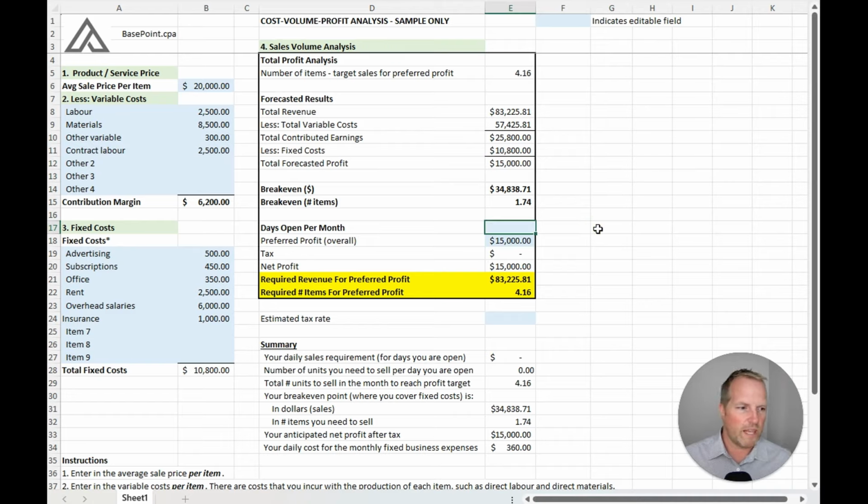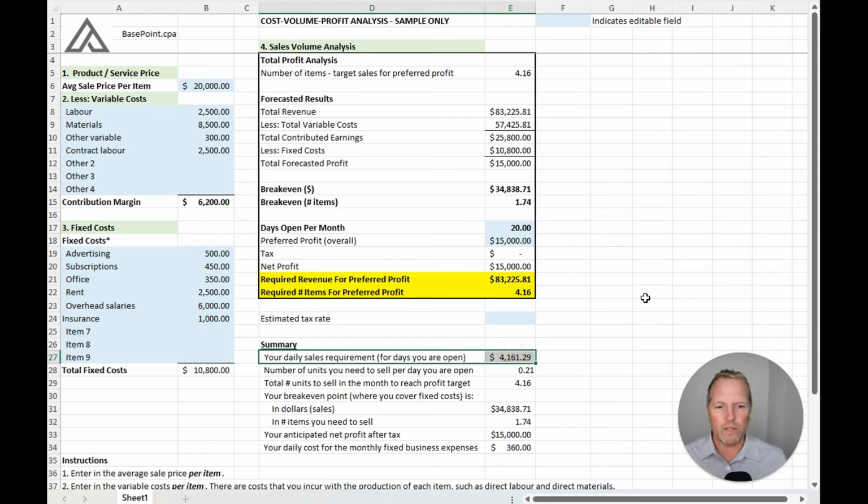Now, let's say you want to ballpark how much work you should be doing in a given day. Let's say you've got 4 weeks in a month and 5 days per week that you're working. So roughly 20 days that you're operating in a given month. Now you have a daily amount here. In a given day, you should be trying to bill out or earn as a company $4,161. You need to be doing basically 0.2 or 1/5 of a job. So that's essentially a job a week.